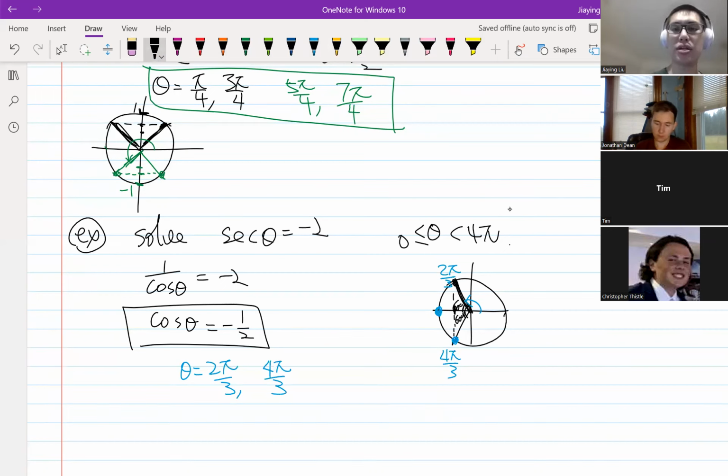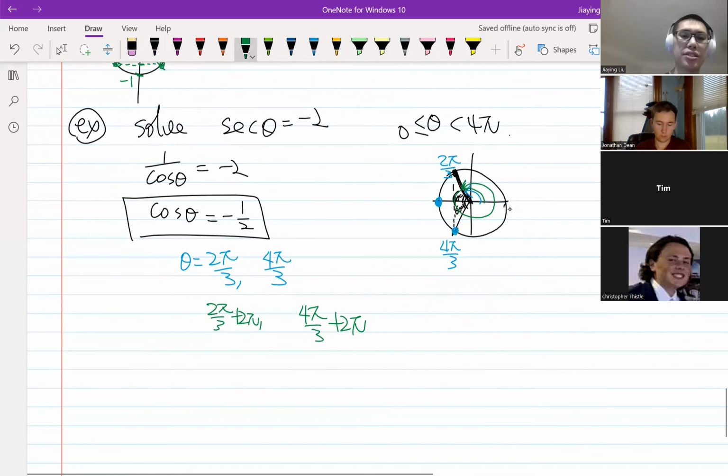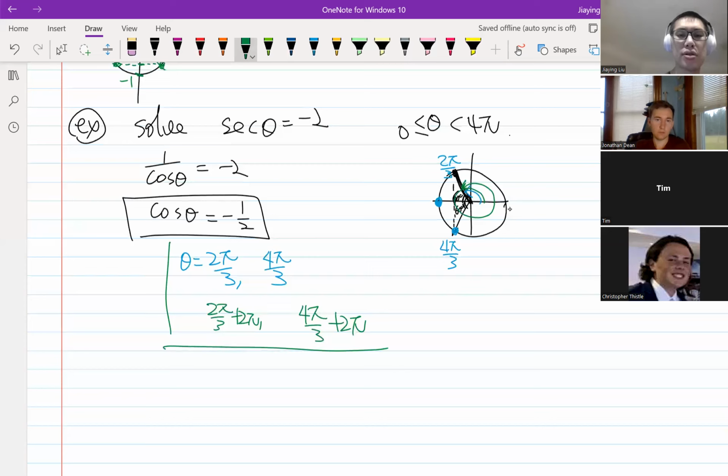When we go around the circle one more time, the 2 pi over 3 is going to be 2 pi over 3 plus 2 pi. So 2 pi over 3 plus 2 pi is going to be a good angle in the 0 to 4 pi range. And the same thing with 4 pi over 3. We're still going to add 2 pi to it. So in this specific example, we get 4 angles satisfying the equation.